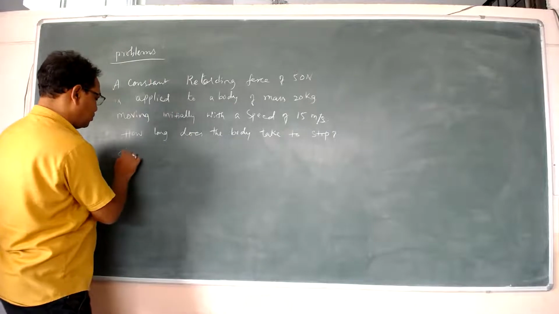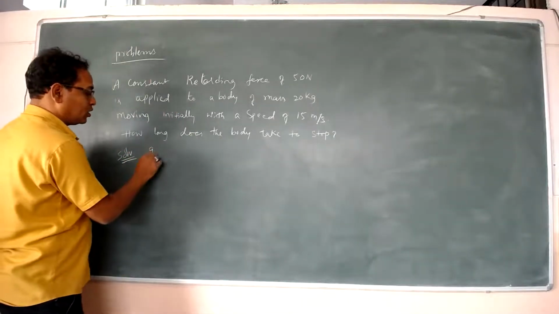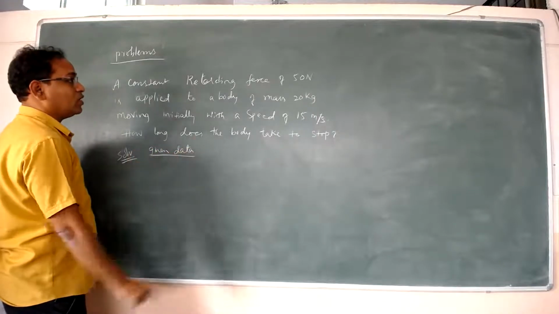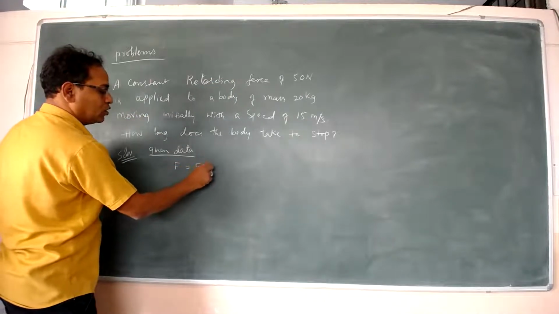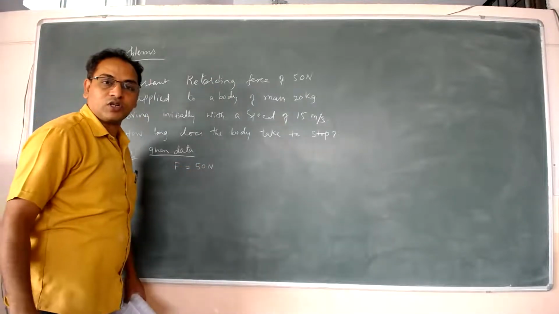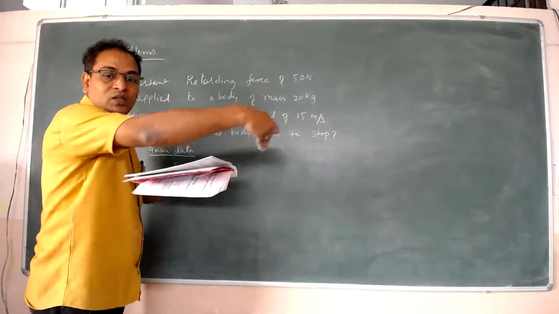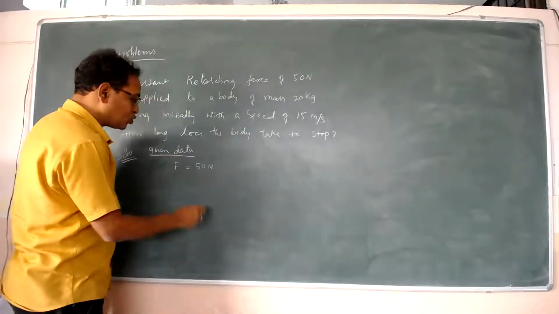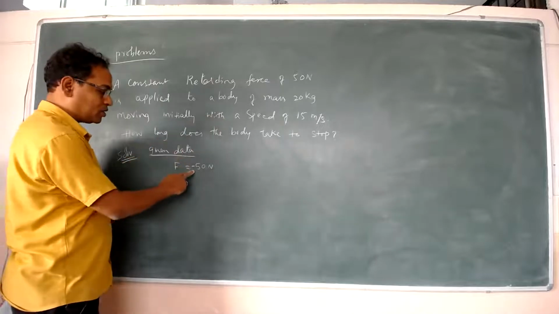See here, what is given here? First we will write the given data. Retarding force F is equal to 50 Newton. Retarding force means an opposing force. The body is moving in this direction, and the force is acting in the opposite direction. That force is called the retarding force. So I will take it as a minus. Retarding force means opposite force, so I will take minus.